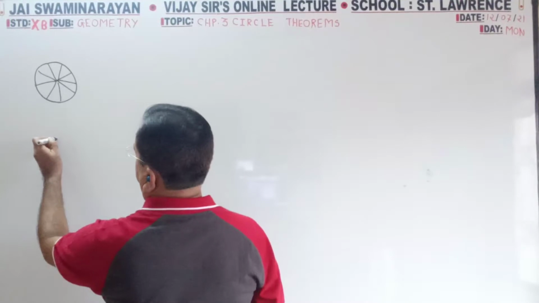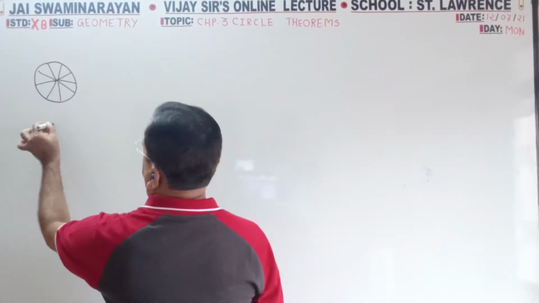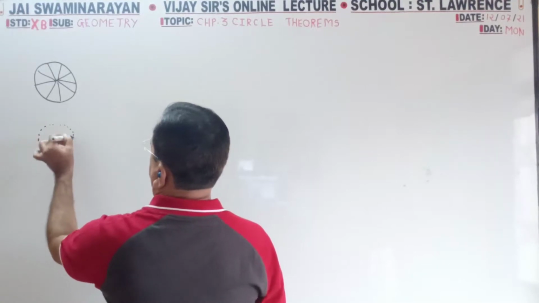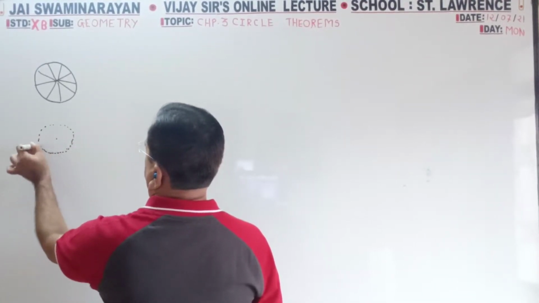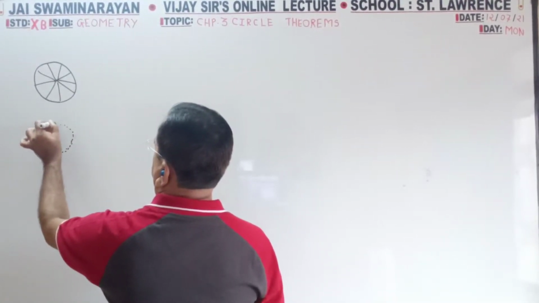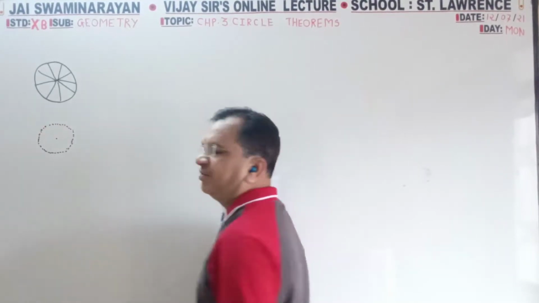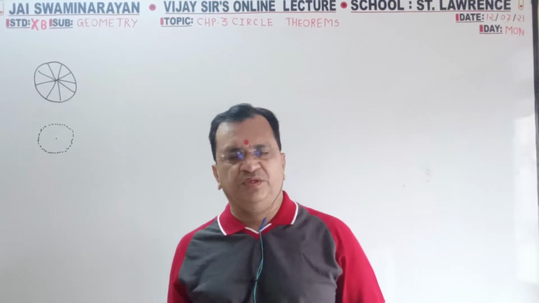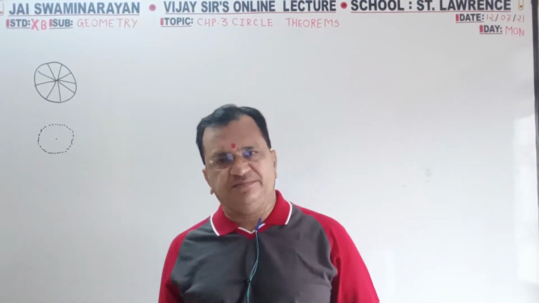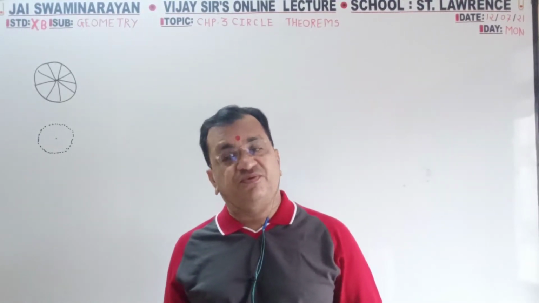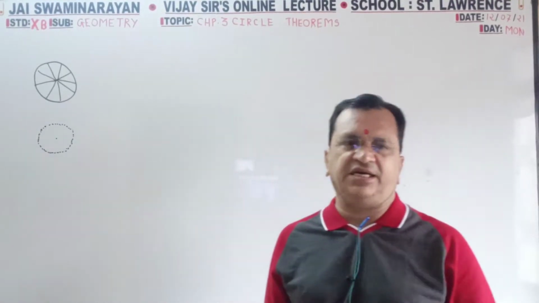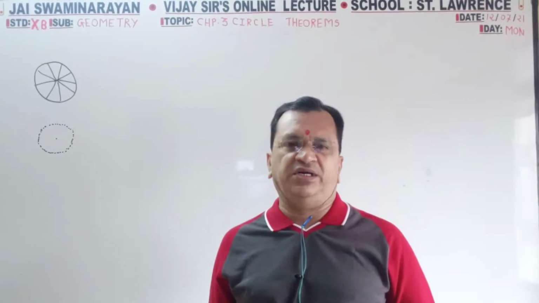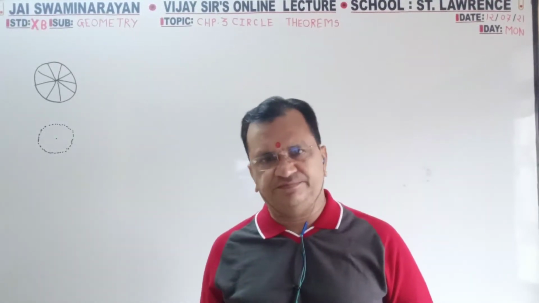Again from the center at 2 centimeters, slowly it will form a circle. So a set of points which are equidistant from a single point, and that single point is known as the center, and the combination of that set of points is a circle.